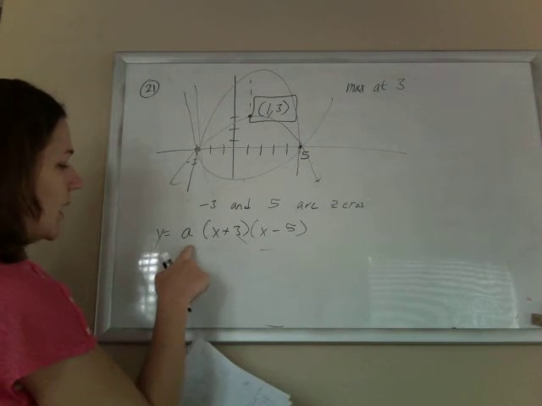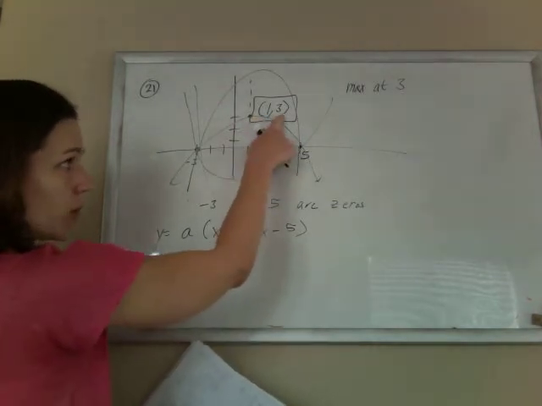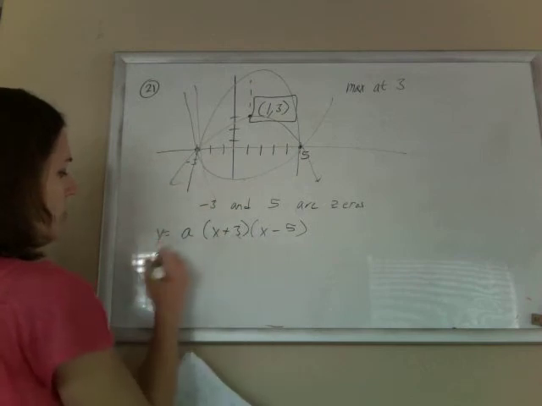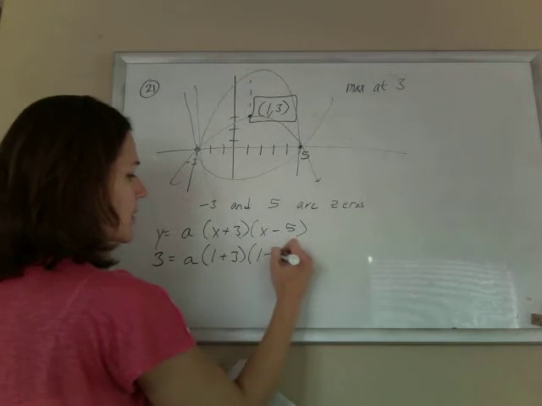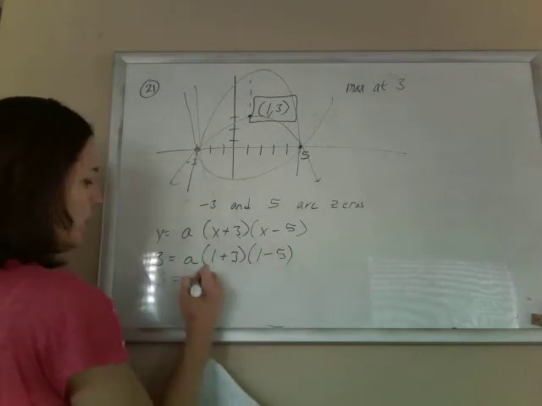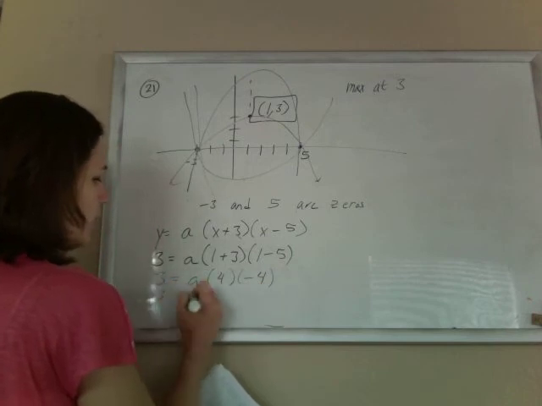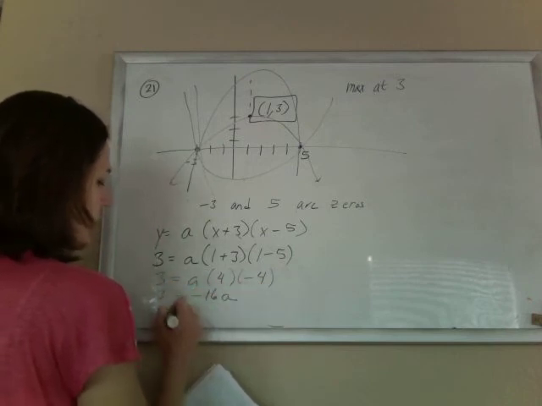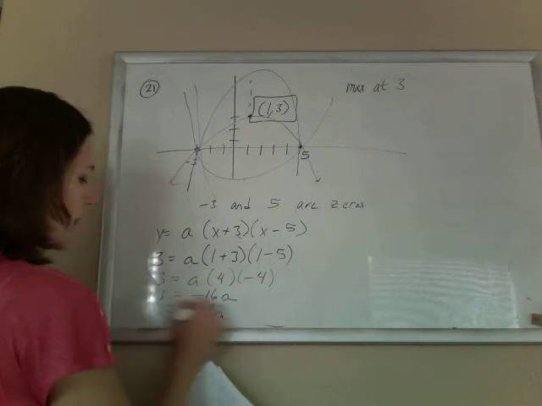So to figure out what that a is going to be in our case, we know that when x is 1, y should be 3. So 3 should equal a times (1 plus 3) times (1 minus 5). So 3 should equal a times 4 times negative 4. So 3 should equal negative 16a. So negative 3 over 16 should equal a.